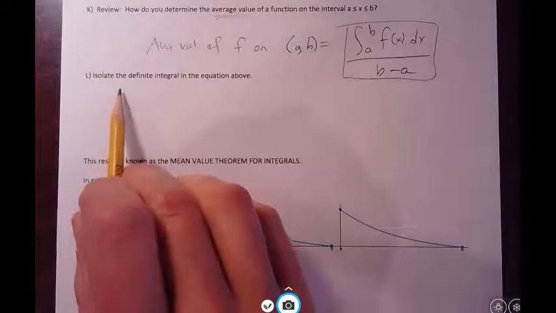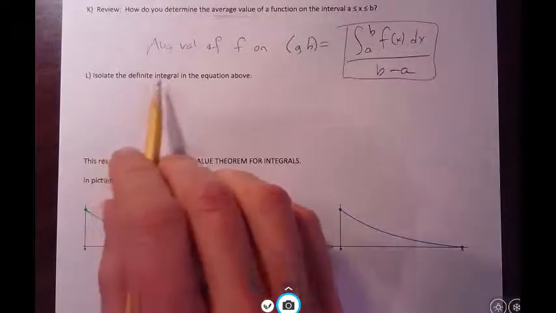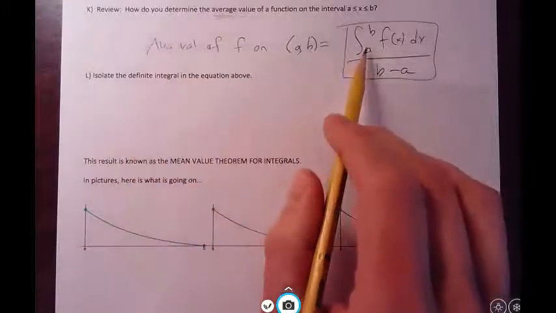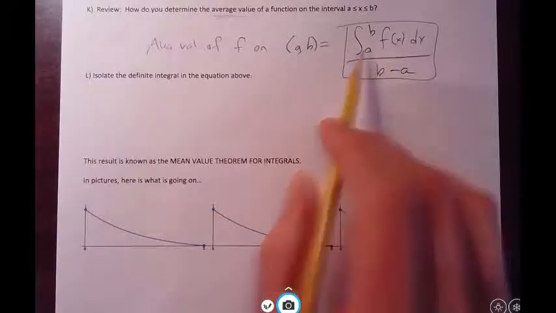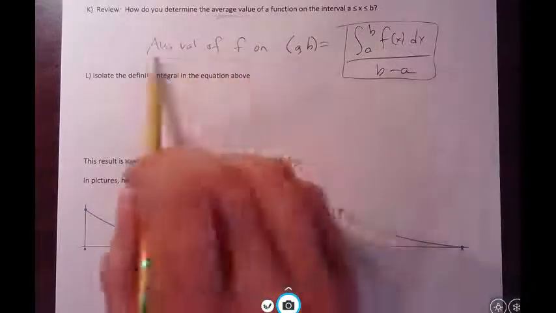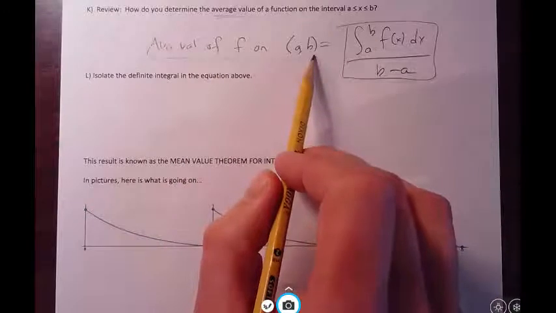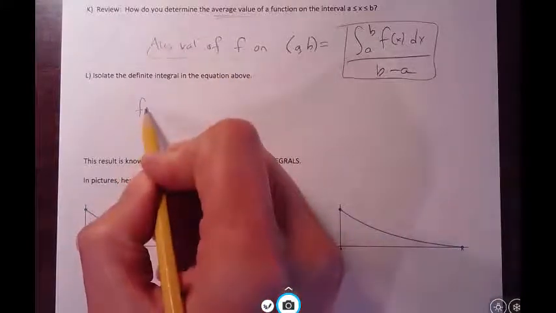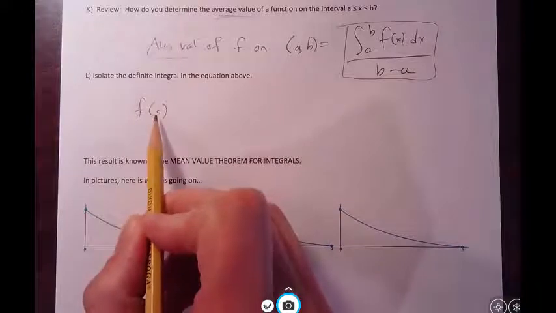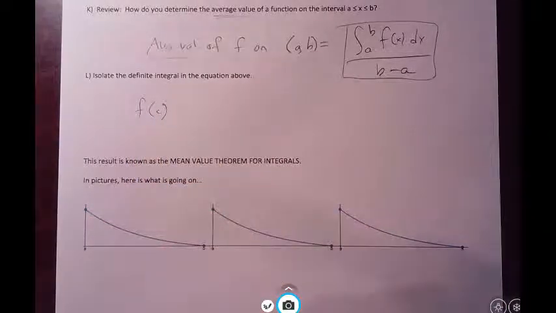Then in the next thing, and this is where we transition into the new stuff, it says simply isolate the definite integral in the equation that you just wrote. I don't feel like rewriting this whole thing. I'm just going to call this just some number. The average value of f on the interval, I'm just going to call that f of c. So when I plug in a certain x value, that'll give me the average height of the function on the interval.